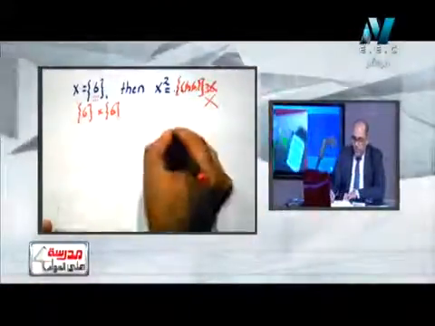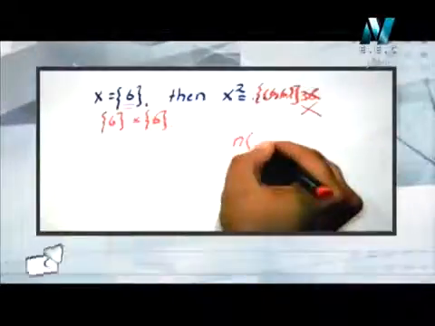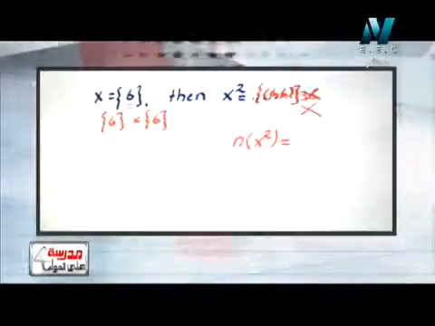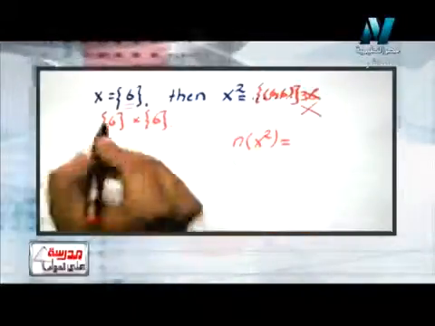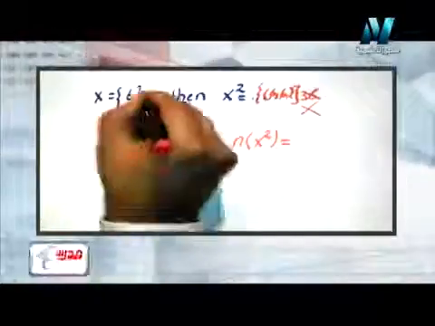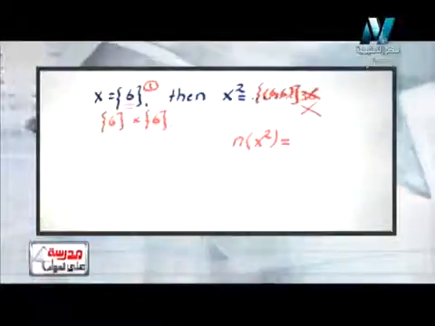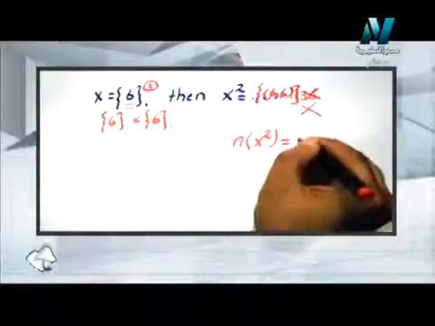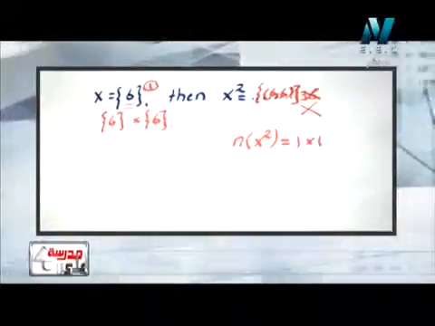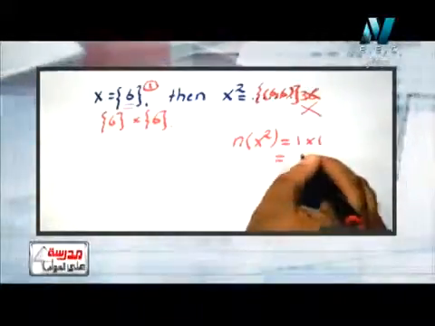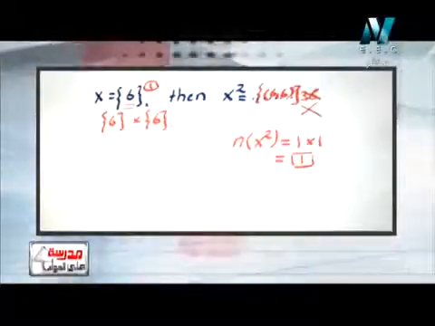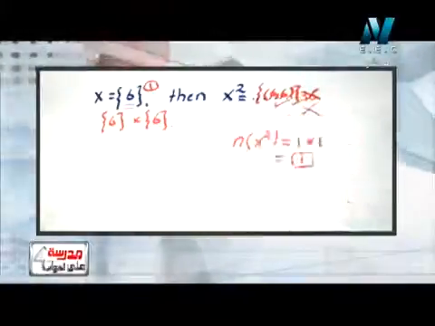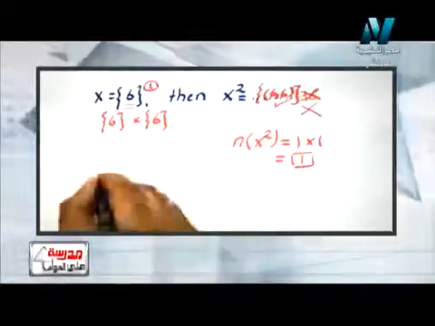If I want to find n(X squared) in this question, ask yourself how many elements X has. Just one element. So we can make 1 times itself, 1 times 1 equals 1, because X squared has only one bracket.